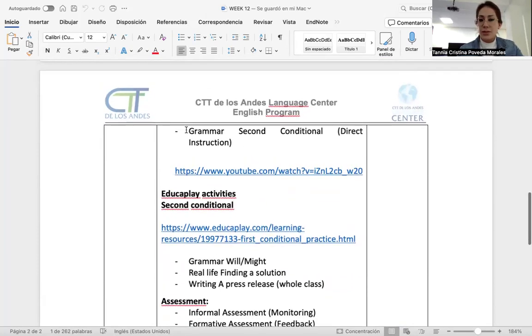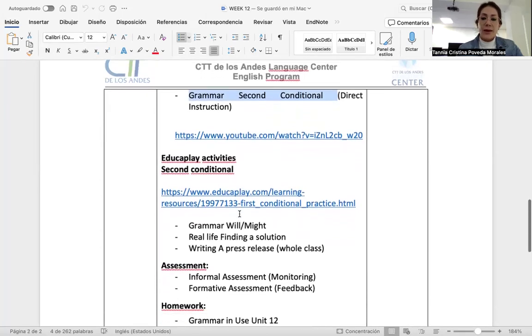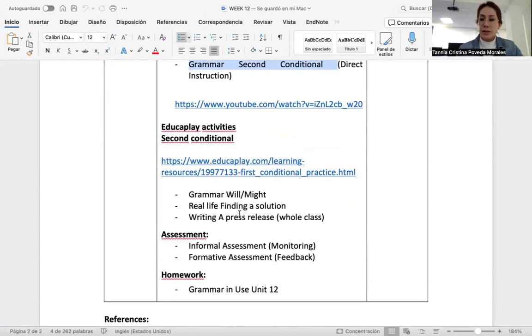In this lesson, we check grammar: the second conditional. So after the explanation that the teacher provides using slides, students could watch a YouTube video so they can reinforce the information. And also we can use other applications like EducaPlay and share activities with the students so they can do some of them here in the classes using the breakout rooms.